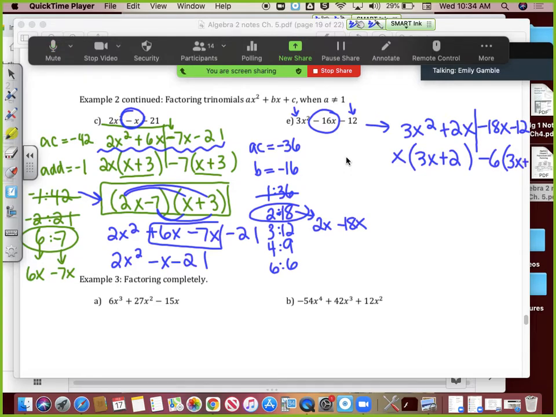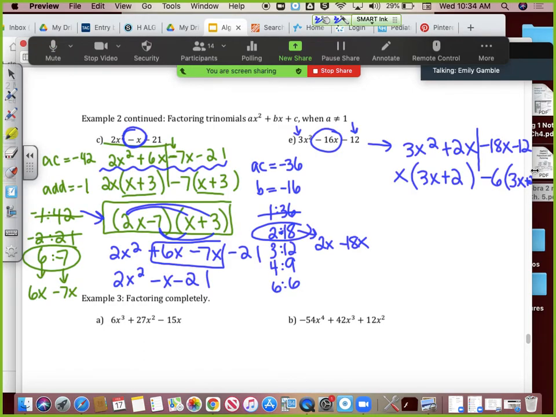And then plus 2, since negative 6 times 2 is negative 12. So I have a 3x plus 2 here and a 3x plus 2 here, which means I can rewrite this as x minus 6 all times 3x plus 2. Or vice versa, you can switch it around and write 3x plus 2 all times x minus 6.